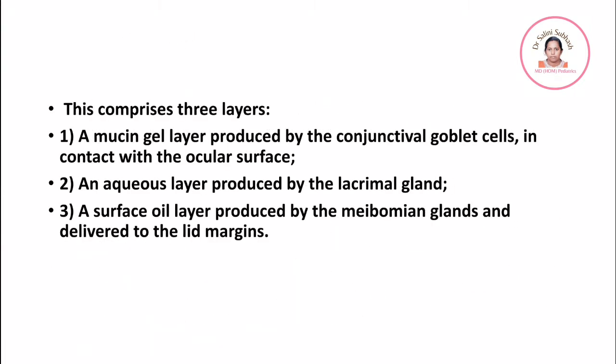This tear film comprises 3 layers. 1. A mucin gel layer produced by the conjunctival goblet cells in contact with the ocular surface. 2. An aqueous layer produced by the lacrimal gland. 3. A surface oil layer produced by the meibomian glands and delivered to the lid margins.